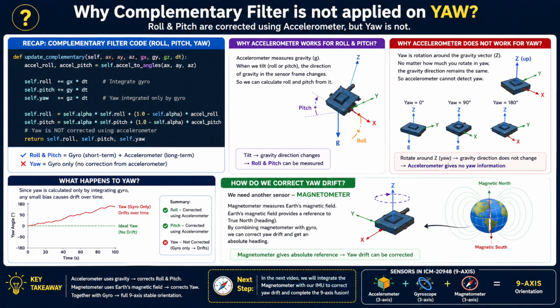Since the accelerometer cannot correct yaw drift, the yaw angle is still obtained only by integrating the gyroscope data. This means yaw will continue to drift over time. So how do we correct yaw drift? For that, we need another sensor, a magnetometer. By measuring the Earth's magnetic field, the magnetometer provides an absolute heading reference, allowing us to correct the yaw angle.